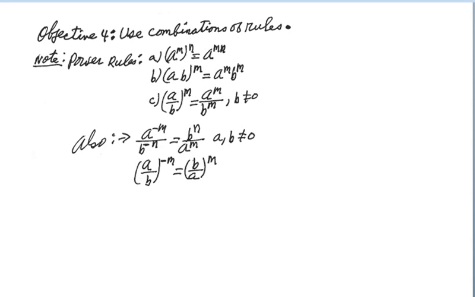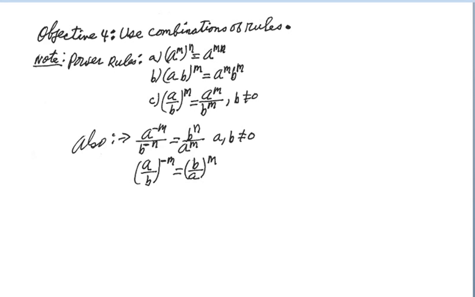Part C. The fraction a over b raised to the nth power equals a to the nth power over b to the nth power, where b does not equal 0. Notice here, both the numerator and the denominator have to be raised to the nth power.